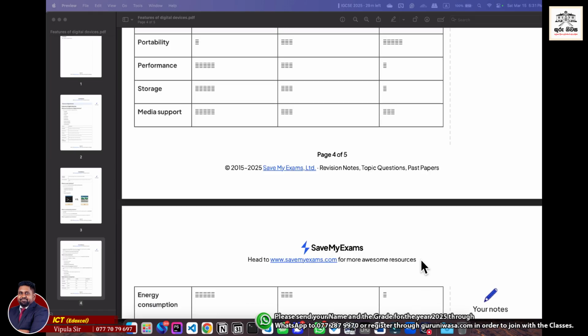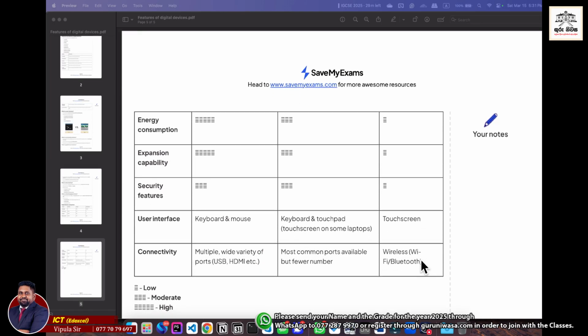Then energy consumption, expansion capability, security features, these three. Energy consumption, of course, desktops consume the most energy, and second in line we have laptops, and smartphones are at the end, because smartphones are mainly designed to be very energy efficient, right?